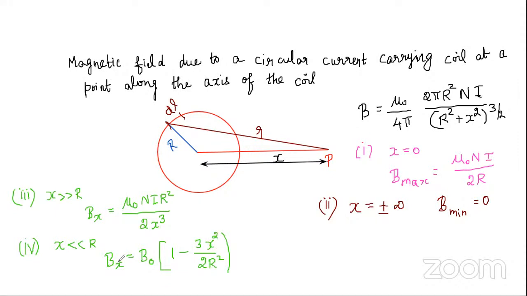So here this B naught is nothing but the maximum value of the field. So that is nothing but this thing. So this B max is nothing but B naught, the maximum value of the field. So this is how you need to find out the magnetic field due to a circular coil carrying current.